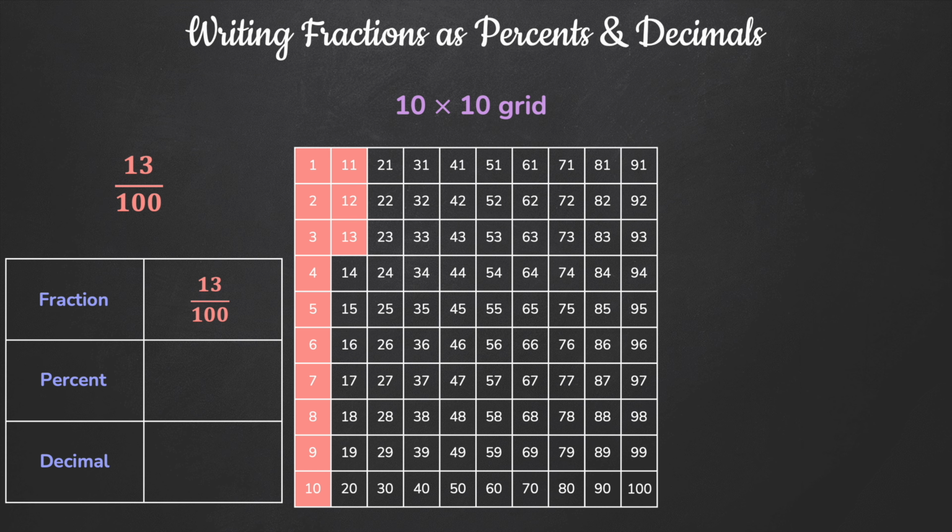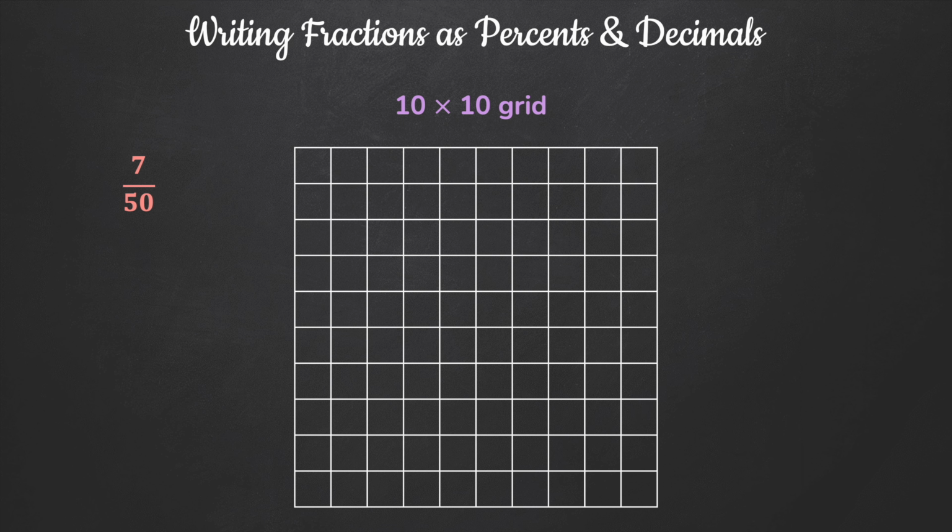So the fraction we have here is 13 out of 100, and because it's already out of 100, we know that this would be 13% because percents are out of 100. And as a decimal, this would be 13 hundredths. Again, think of this kind of as cents. It takes 100 cents to make a dollar, so we would write this as 0.13, 13 hundredths, where 100 of them would make a whole.